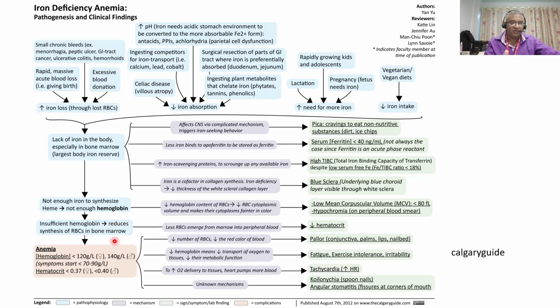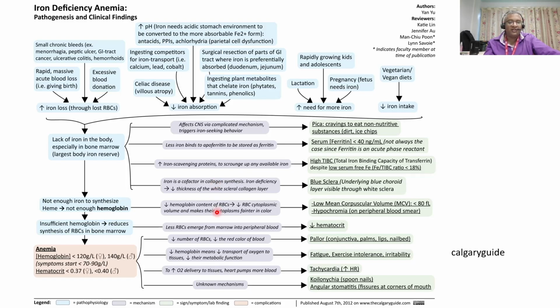Insufficient hemoglobin converts to reduced synthesis of red cells in the marrow, and thence we get anemia. Okay, so lack of iron can lead to affecting the CNS, which triggers iron-seeking behavior, something we call pica, craving to eat non-nutritive substances like dirt and ice chips. Less iron binds to apoferritin to be stored as ferritin, so your serum ferritin drops down low. Increased iron scavenging proteins to scrounge up any available iron gives rise to a high TIBC.